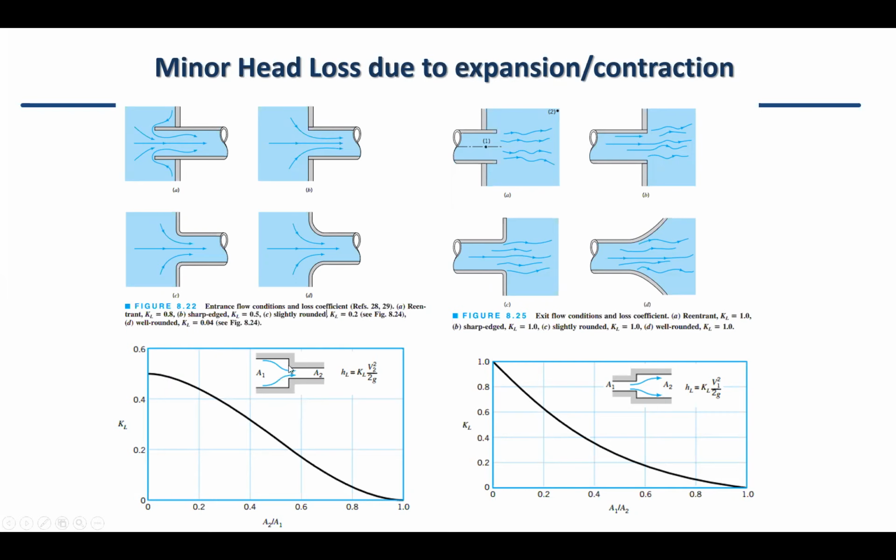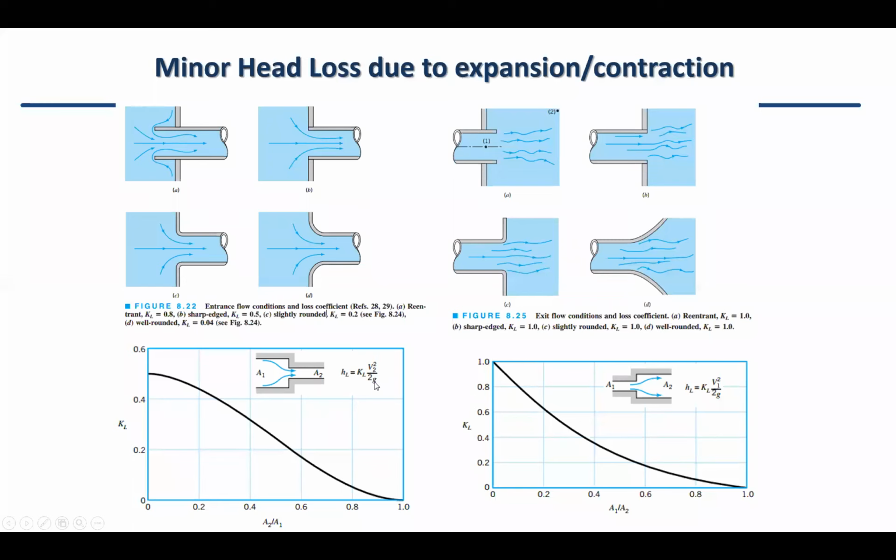Look at these graphs here, for example. On the left-hand side, bottom left, we have a contraction. The diameter or cross-sectional area A1 is changed to diameter D2 or cross-sectional area A2. Depending on the ratio of A2 over A1, you can easily calculate the KL from this kind of lookup graph. And KL is used in this formula as a coefficient of V2 squared, the velocity head of the second pipe.